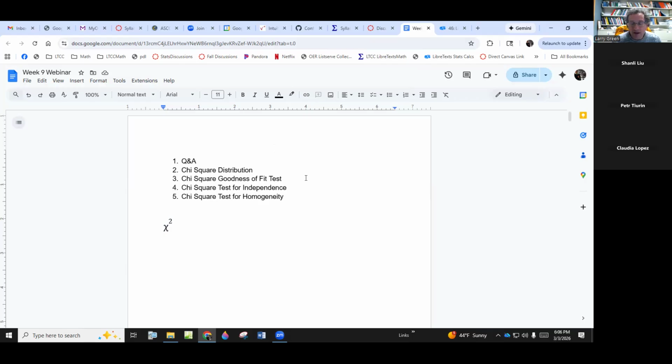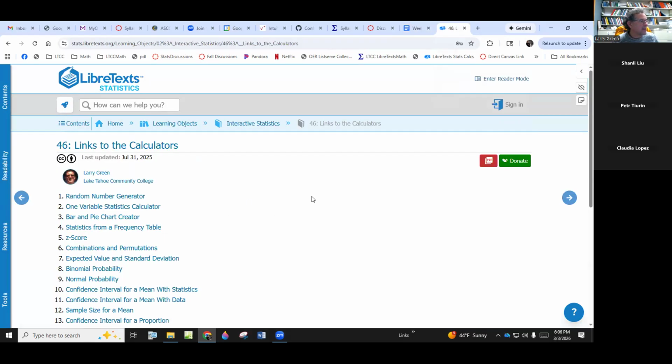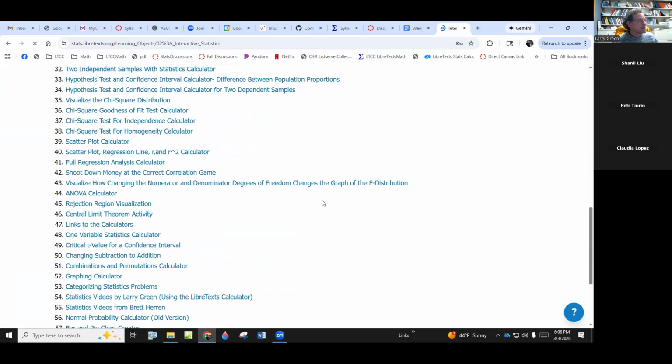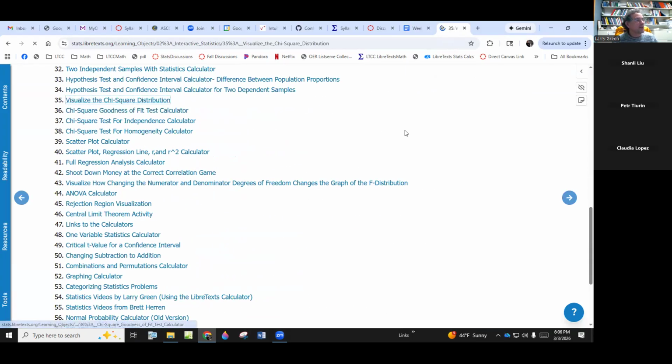So there aren't any questions. Let's take a look at the chi-square distribution. It's going to be a picture. If I go to the calculator, and if I go to interactive statistics, which is behind the calculator, you will see visualize the chi-square distribution.